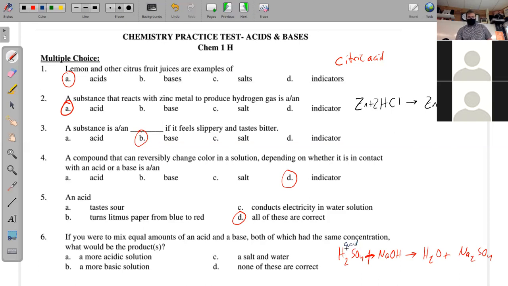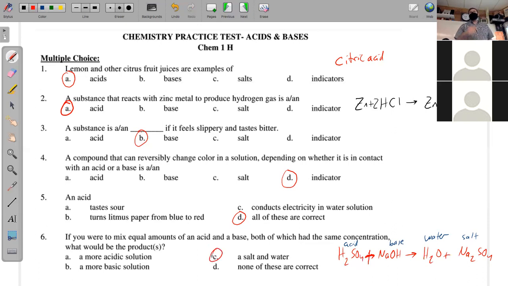So this is the acid. You know it's an acid because it starts with hydrogen. You know this is a base because it ends with the OH. Here you get water, and then some kind of a salt. When we say salt, it's an ionic compound that you write the formula based upon what's on the ion chart. So you get salt and you get water.